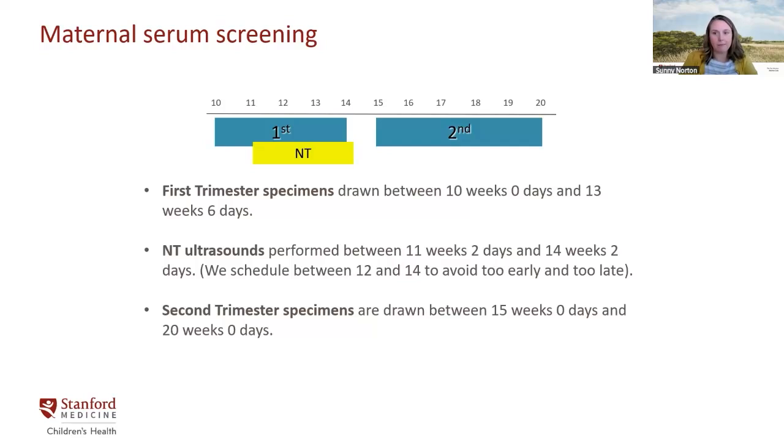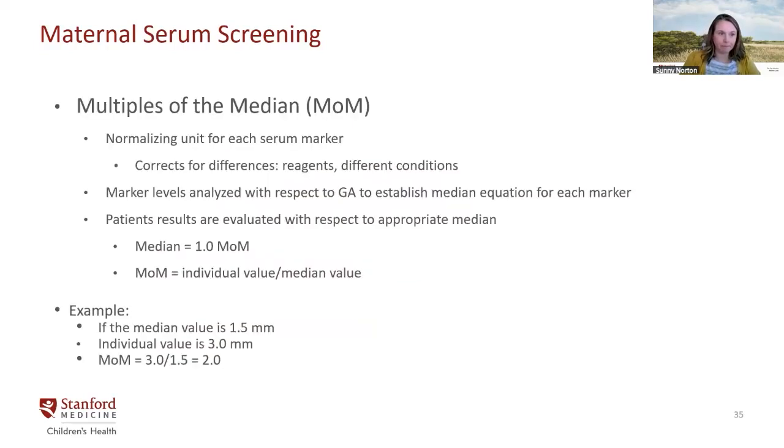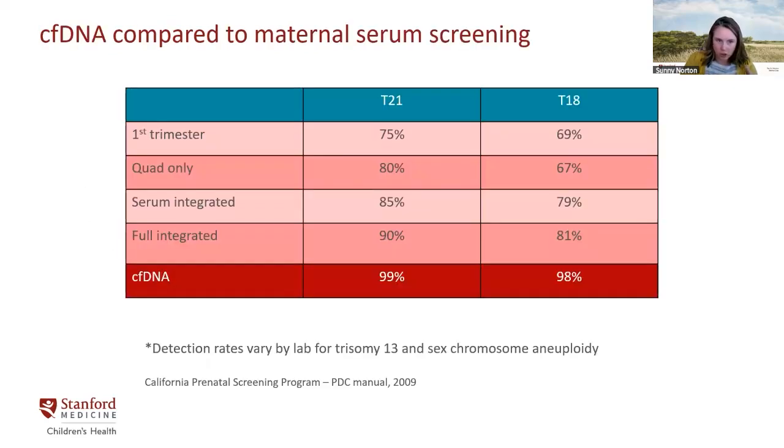And at this point, we're really just doing that in California for AFP because the state screening program offers cell-free DNA instead. And with serum screening, we use multiples of the median. So this is a way to provide a unit that corrects for other differences within a laboratory, and we can have sort of standardized units that we're looking at. And the reason we switched is because of the higher accuracy and detection rate with cell-free DNA, as you can see here for trisomy 21 and trisomy 18, significantly higher detection rate for cell-free DNA versus the other forms of serum screening.